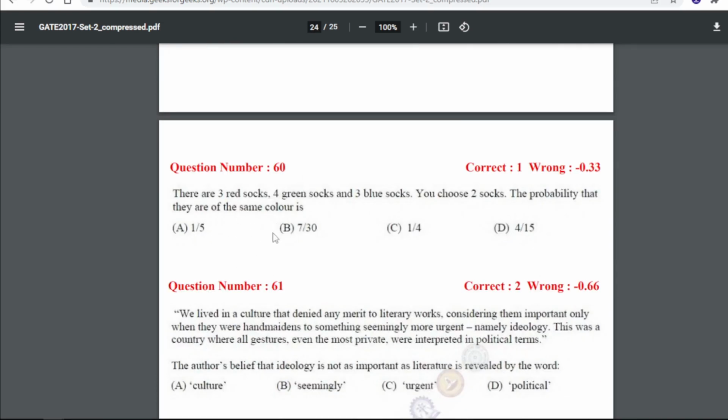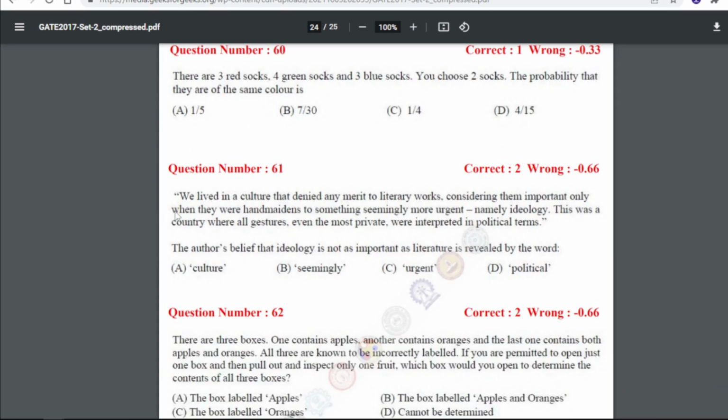There are 3 red socks, 4 green socks and 3 blue socks. You choose 2 socks. The probability that they are of the same color is, so for 60 our answer is D, that is 4 by 15.